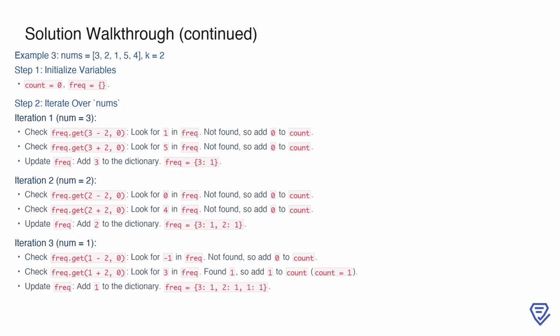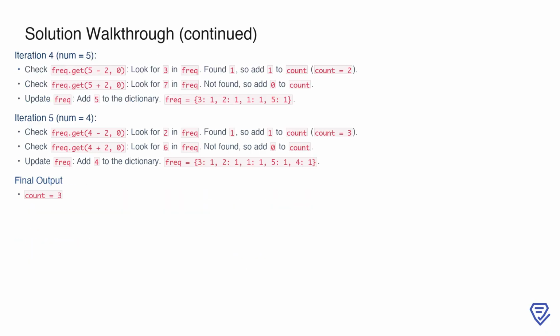Next, with the second number, 2, neither subtracting nor adding k gives a match in frequency, so count remains 0. We update frequency to include 2, resulting in 3, 1, 2, 1. For the third number, 1, subtracting k results in -1, which is not in frequency, but adding k results in 3, which is in frequency with a count of 1. This means we increment count to 1. Adding 1 to frequency, it becomes 3, 1, 2, 1, 1, 1.